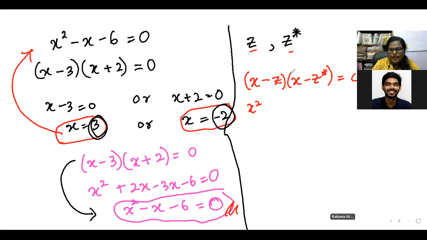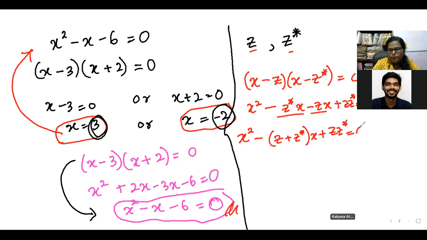So I will show you both methods here, right? So we can expand these brackets like x square, and here minus z star x minus zx plus z z star is equal to 0. Right? Now we are constructing our quadratic equation. So for these two terms, we can take x as a common factor. So x square minus (z plus z star) x plus z z star equals 0, right?